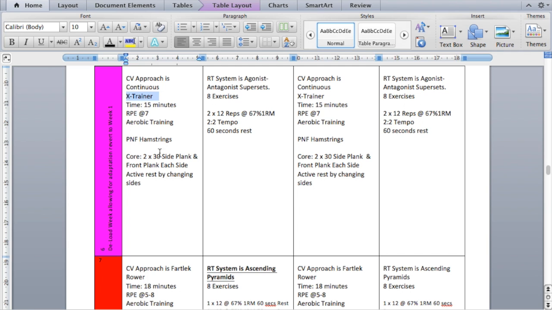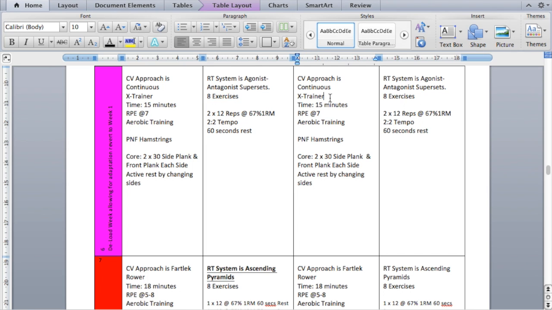You can see the core exercises are exactly the same as they were in week 1. You can also see now that the resistance training is exactly the same as it was in week 1, which means it's clearly not as hard as it was in weeks 4 and 5. Thus, the client is now having a recovery week or a deload week.